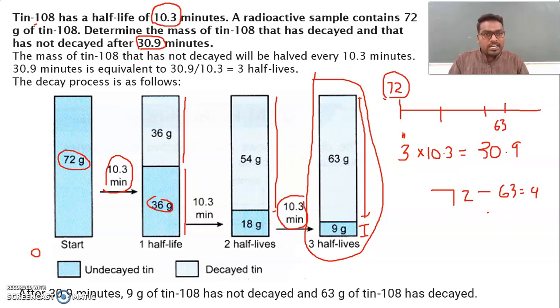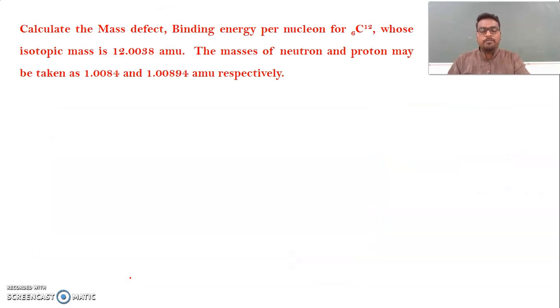So finally we can conclude that the tin undergoes radioactive decay, its half-life is 10.3. So exactly at 30.9 minutes, you just look here, 63 gram of tin has decayed, it undergoes nuclear reaction, and 9 gram is remaining. So dear students, have you understood? Okay, so now the next problem.